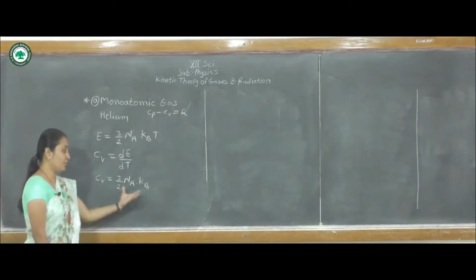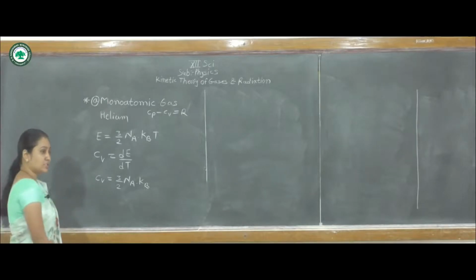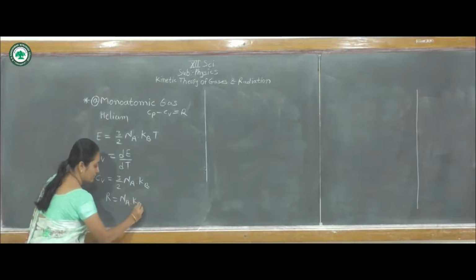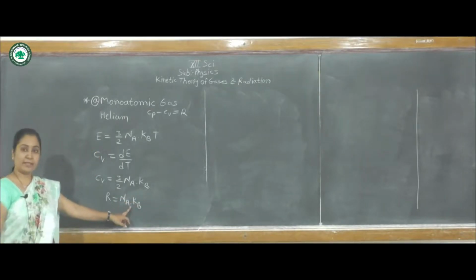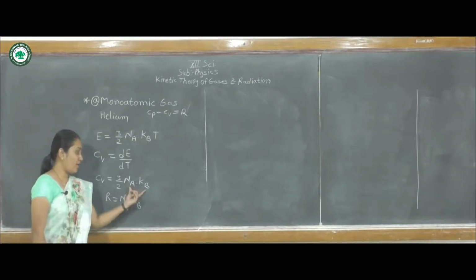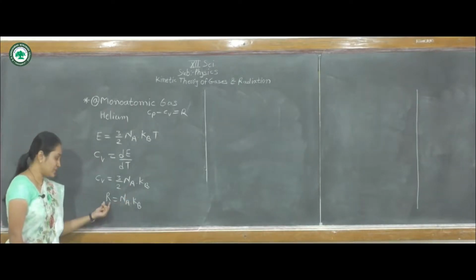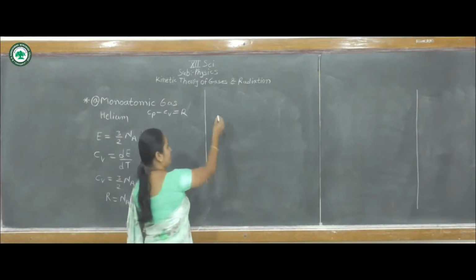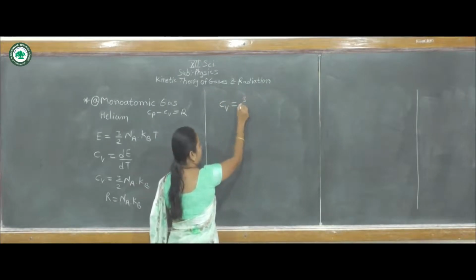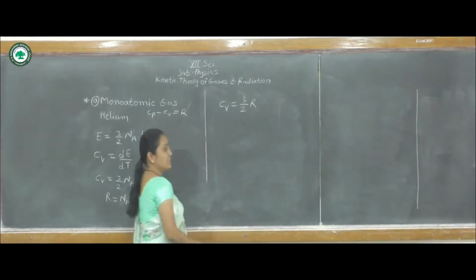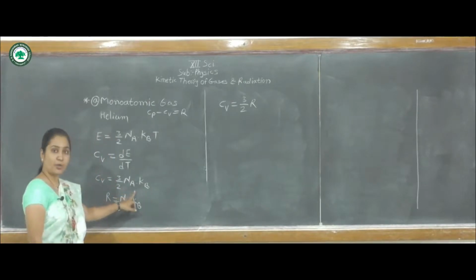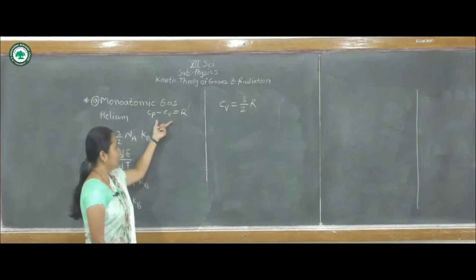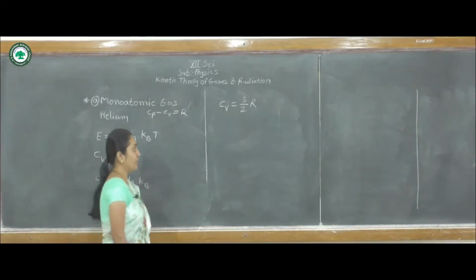So now we know that the universal gas constant R is given by R is equal to Na Kb. So instead of this Na Kb, we can substitute R. So this equation can also be written as Cv is equal to 3 upon 2 R. So now we can substitute this value of Cv in Mayer's relation.